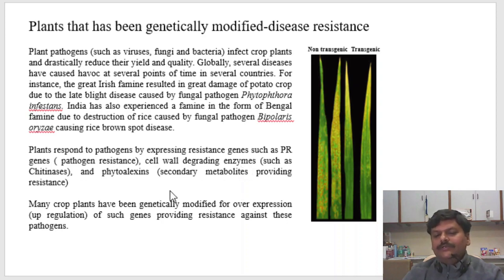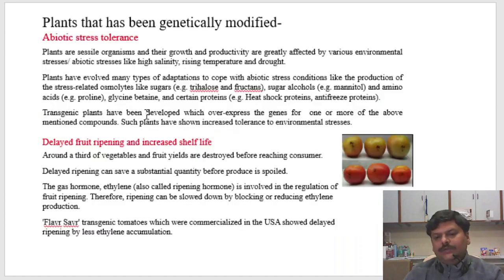So chitinase degrades chitin, the same way cellulase degrades cellulose in plant cells. Chitinase degrades chitin in the fungal cell, and when it is degraded, the fungal cell basically bursts, and it is no longer viable, and it dies. So transgenic plants are being made in popular cultivars which are overexpressing these PR genes, or pathogen resistance genes. The same thing is done with the resistance gene, which provides resistance towards bacteria as well as viruses and other pathogens.